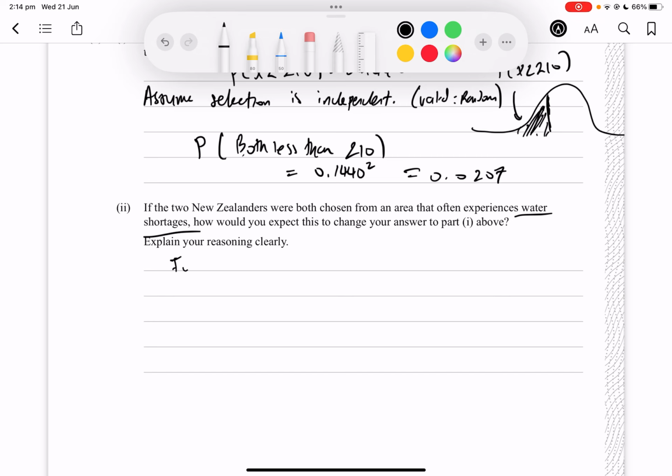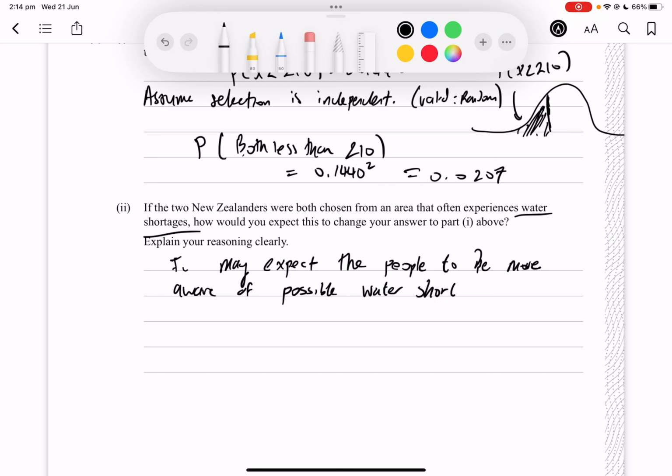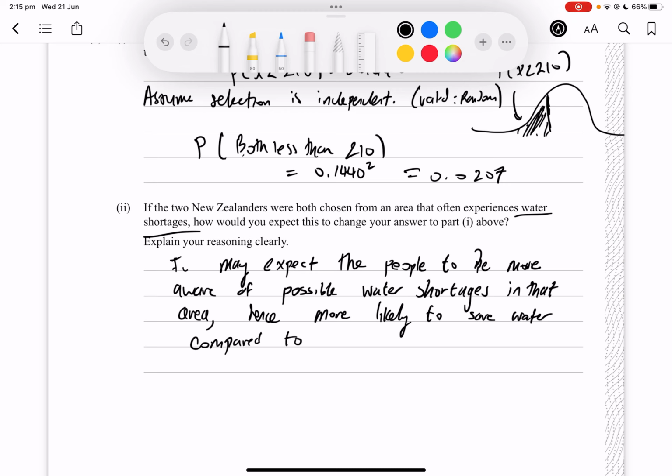So I may expect people to be more aware of possible water shortages in this area, hence more likely to save water compared to the population of New Zealand. Hence, I would expect this probability to be higher.